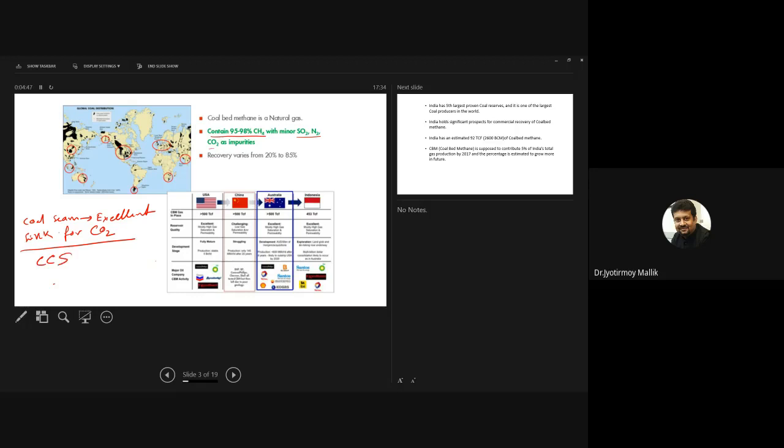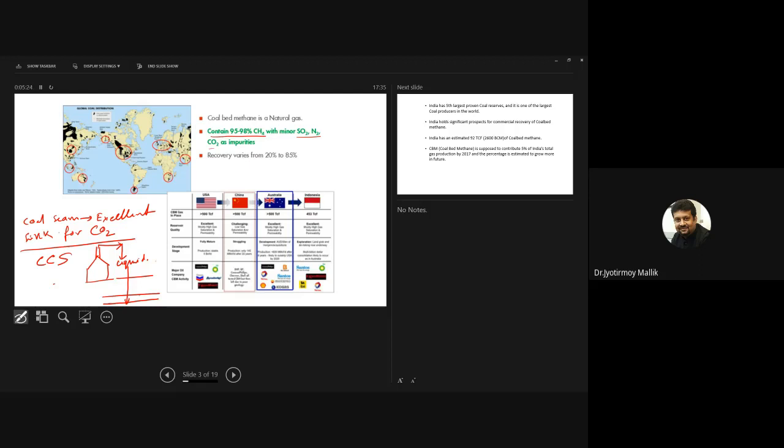I don't know if you have heard of the name or not, but this is an emerging trend in the industry. Carbon capture and storage. What it means essentially is that if you have, for example, a power plant emitting a lot of carbon dioxide, you trap that carbon dioxide, convert it into liquid, and then you pump it back into the reservoir.